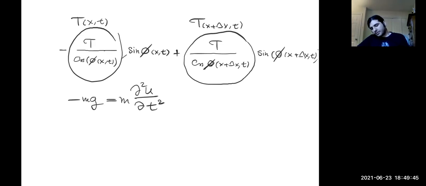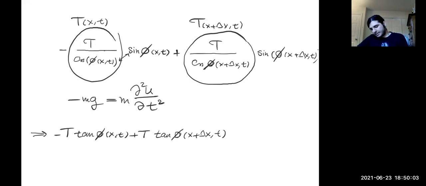Now, sine over cosine is tangent, right? So what we are going to get is minus T tangent of phi at (x, t) plus T tangent of phi at (x plus delta x, t) is equal to m. I take mg to the other side. It's equal to mg plus m times the second derivative of u with respect to time. Okay, right?